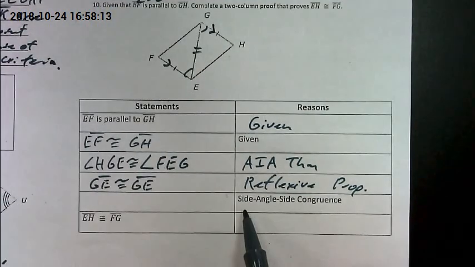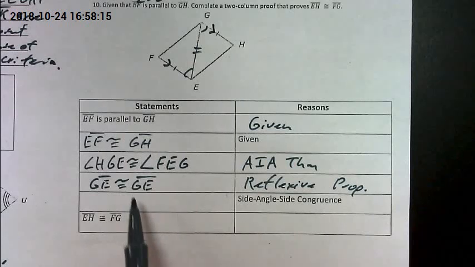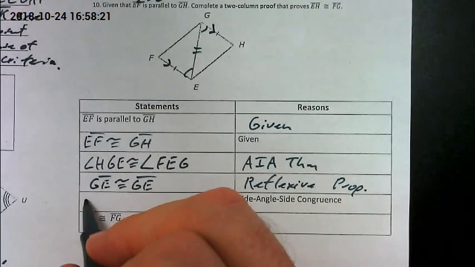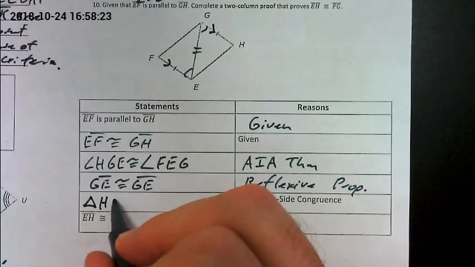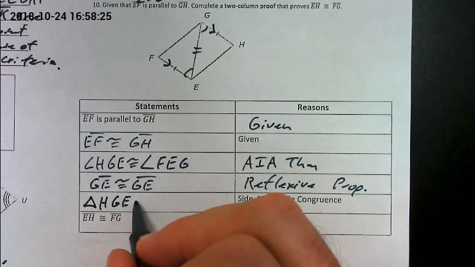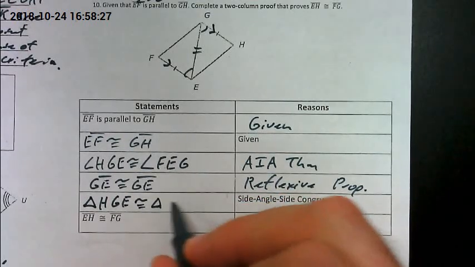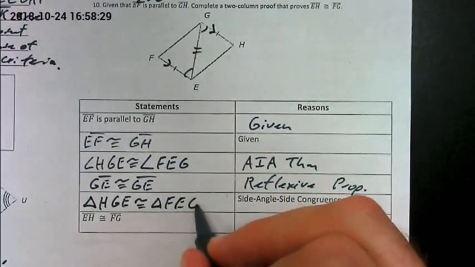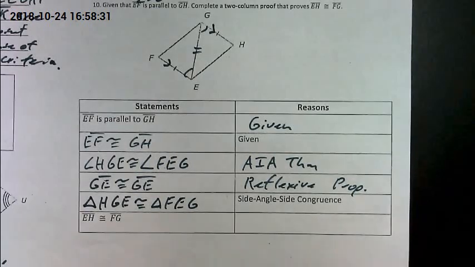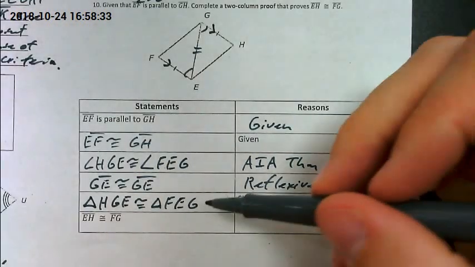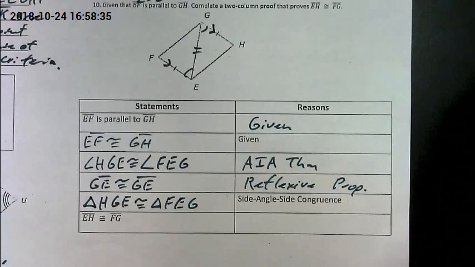Now, once you say that, we have three congruent statements. Again, 3 is the magic number. The triangles are now congruent. So triangle HGE is congruent to triangle FEG. Now, the one thing you have to be careful of when you write those congruency statements is to make sure that they go in corresponding order.